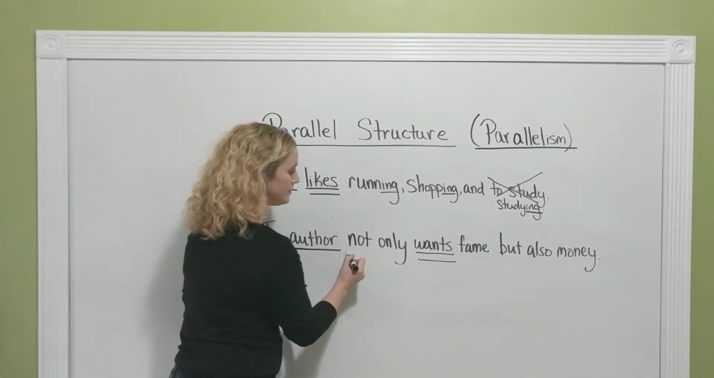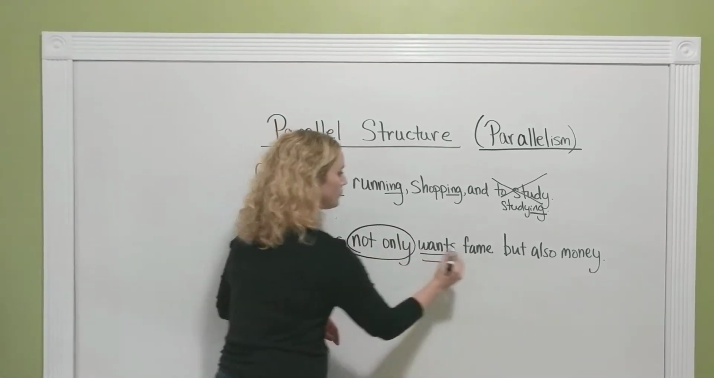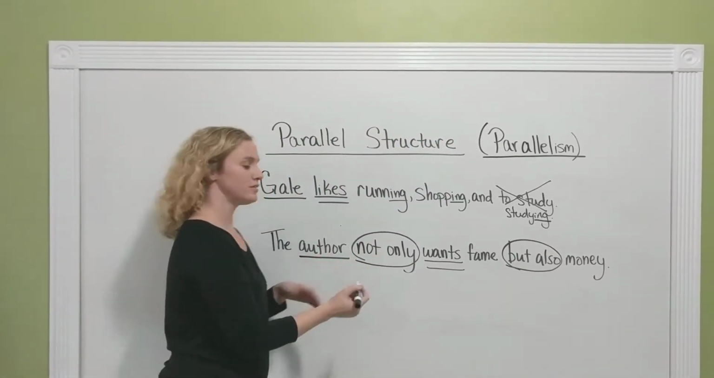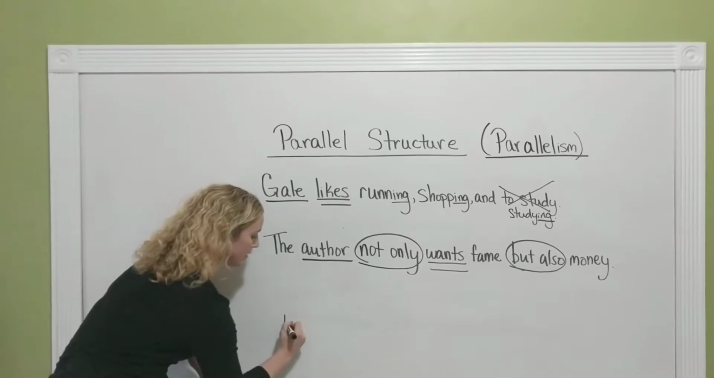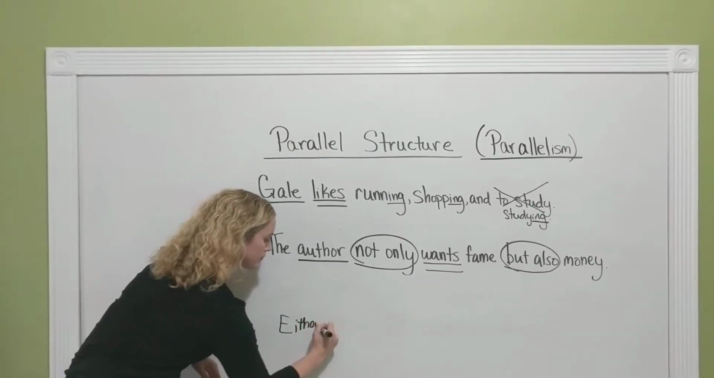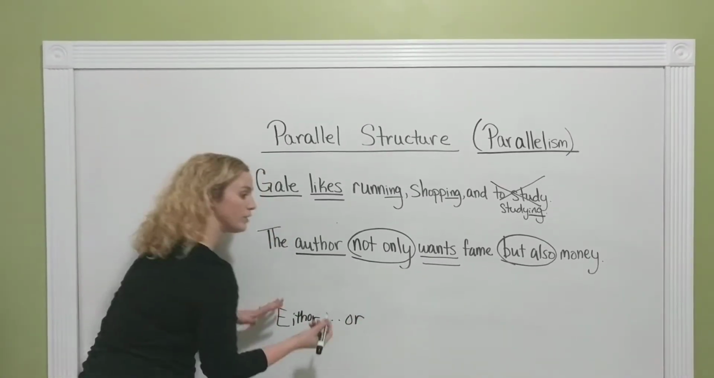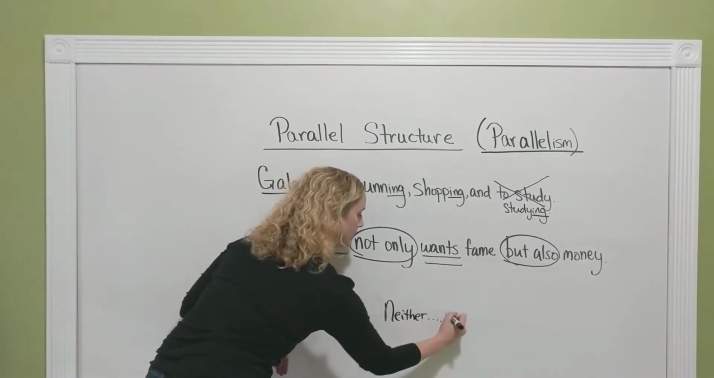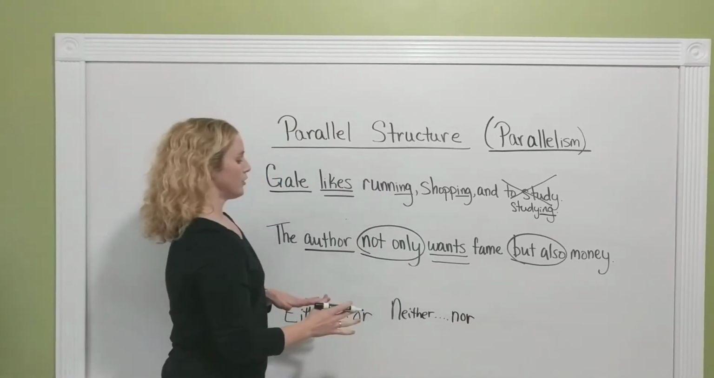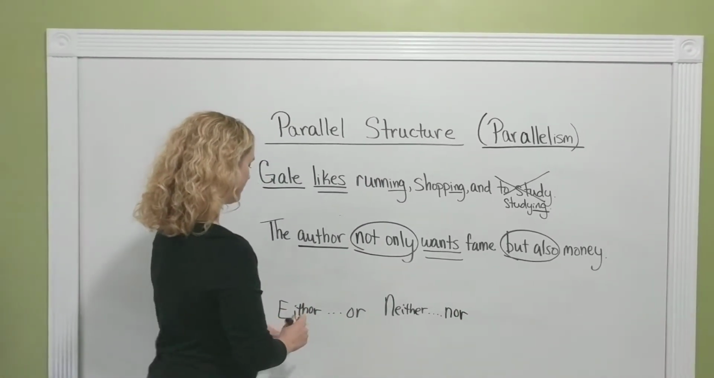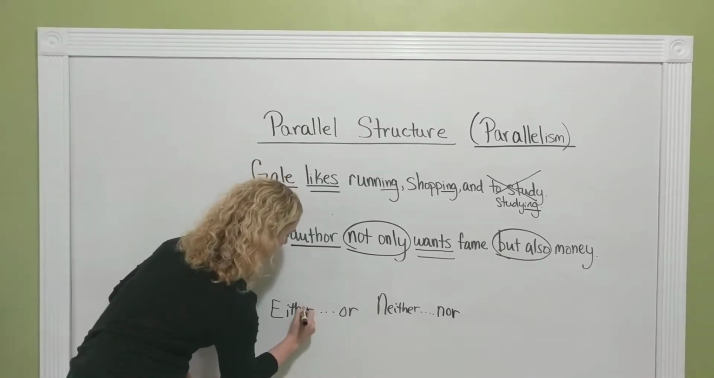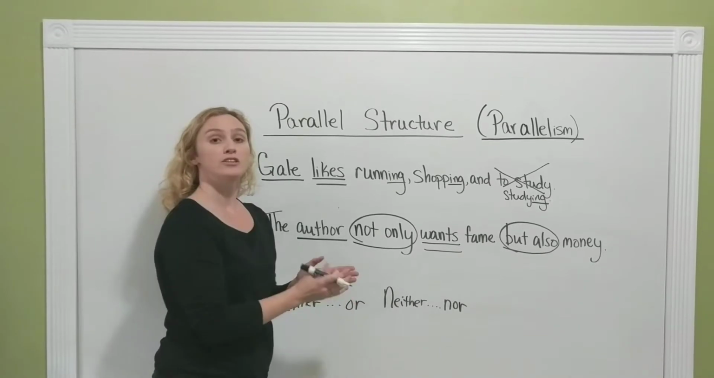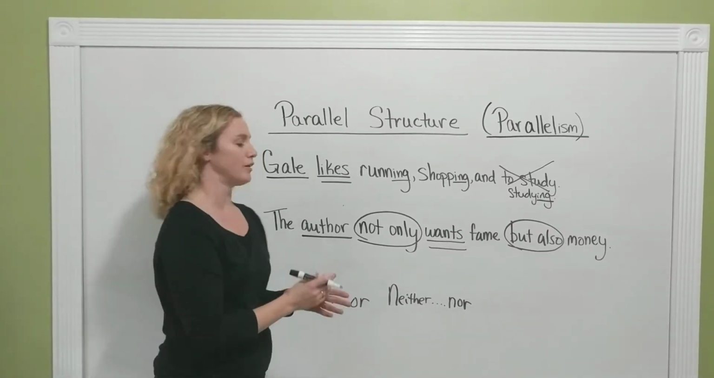Oftentimes, we will have these conjunctions that go together. Some of them are not only, but also. Other examples are either, and then there'll be an or. Or you will have a neither, and then a nor, okay? So anytime, either or, neither nor, whatever comes after these, what comes after it has to be parallel.